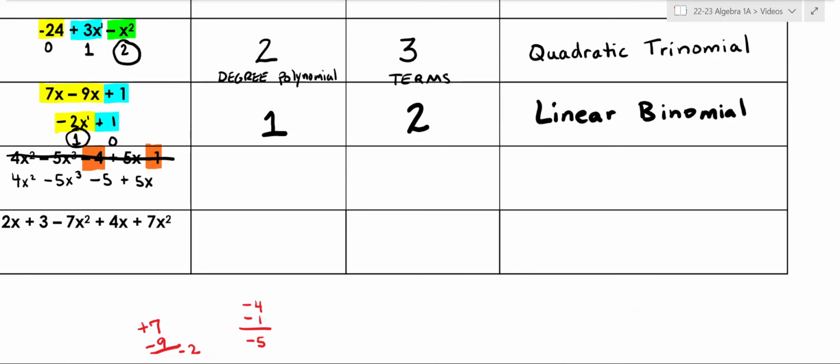Now, how many terms do we have? We have 1, 2, 3.